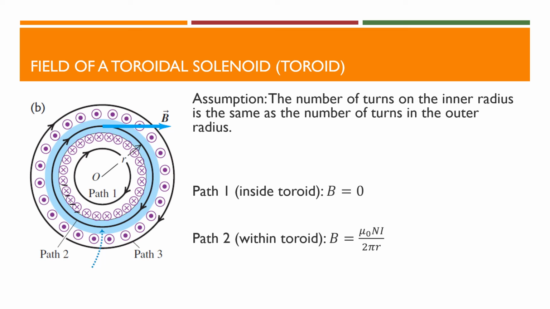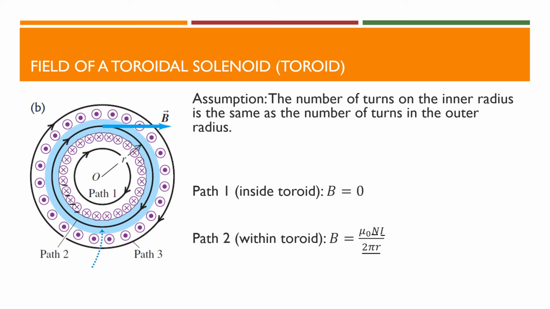So we count the number of turns as n, with each turn carrying a current I. Since we chose a circular Amperian loop, it has the following circumference or length. So basically we have the magnetic field due to long wires, multiplied by the number of turns n. So that's for path 2.